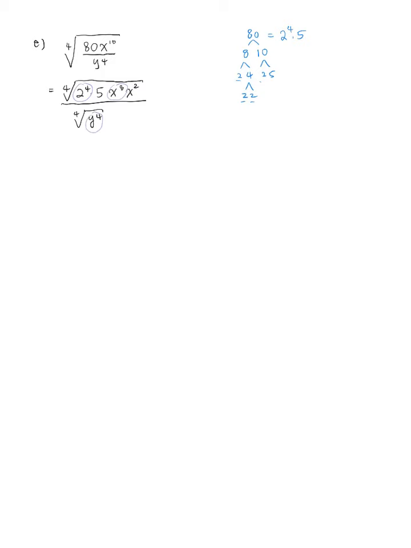Okay, I think we're good to go. So what do we got? We have fourth root of 2 to the 4th, so that's 2. Fourth root of x to the 8 is x to the 8 divided by 4, which is going to give us x squared. Then we're going to have fourth root of 5x squared. Now whole thing divided by fourth root of y to the 4th will just give us a y back. So that's it. That's all you have to do. So this is going to be our answer.